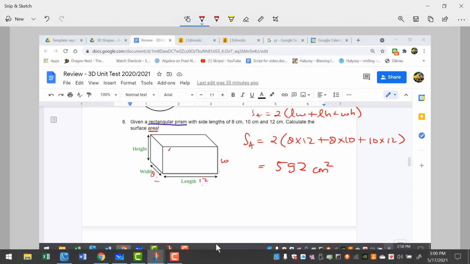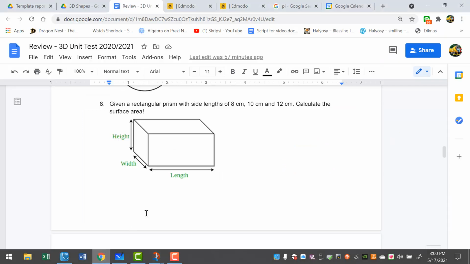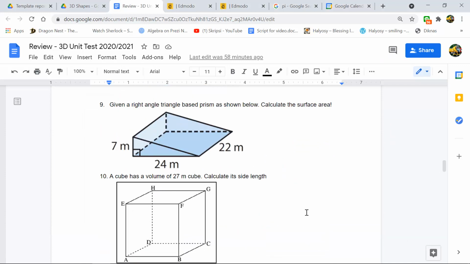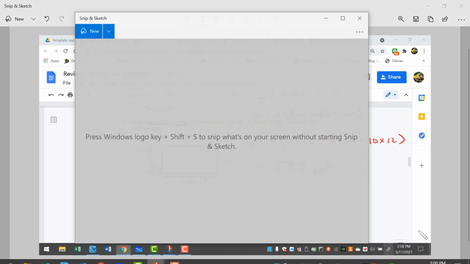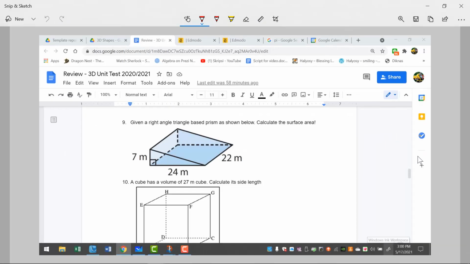Okay, so let's go to number 9. Number 9. Okay, here we go. So again, it's a surface area, right? So the very basic concept here is to find out the area of each of the surfaces, right? So in here, we have 5 surfaces. Okay, I'm going to mark that.